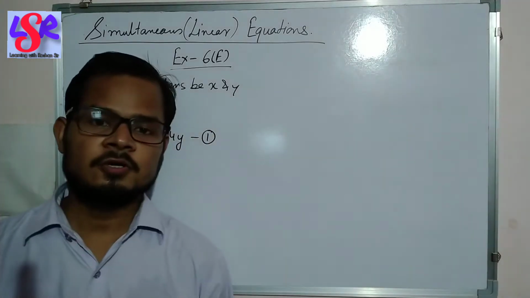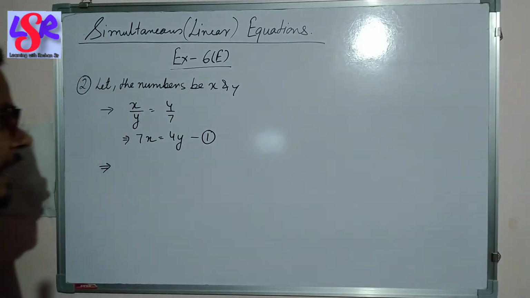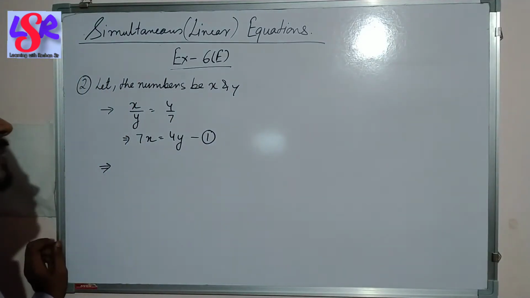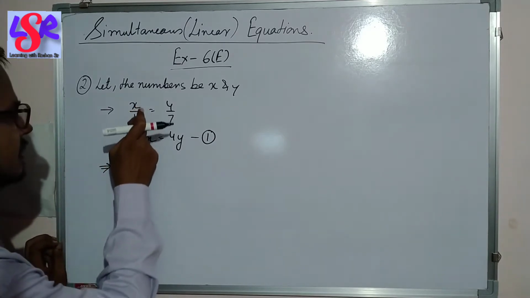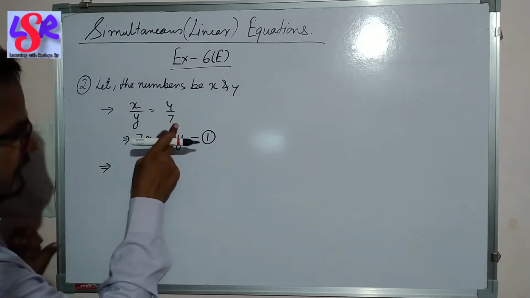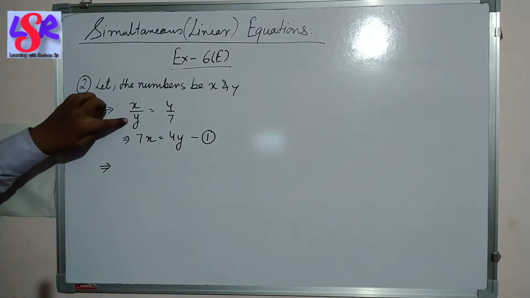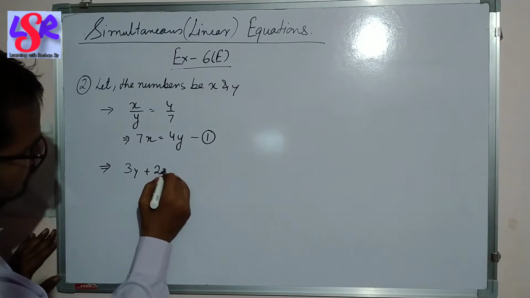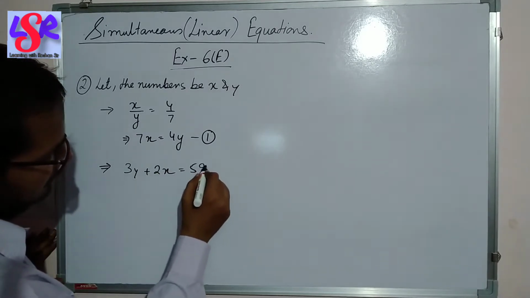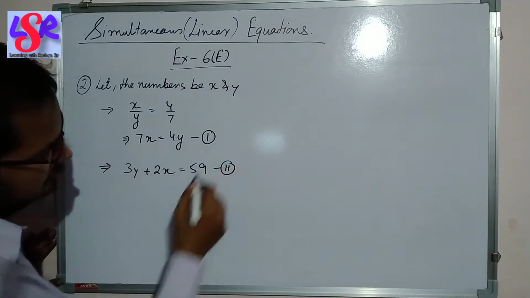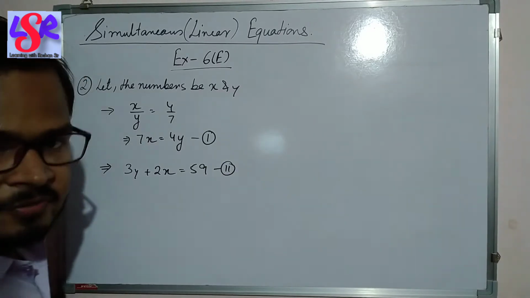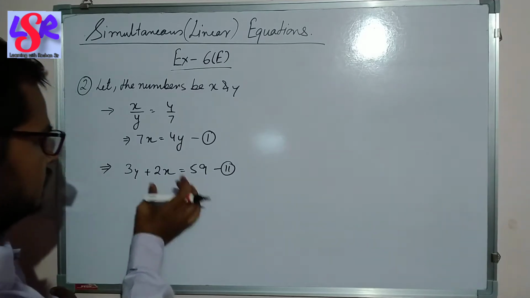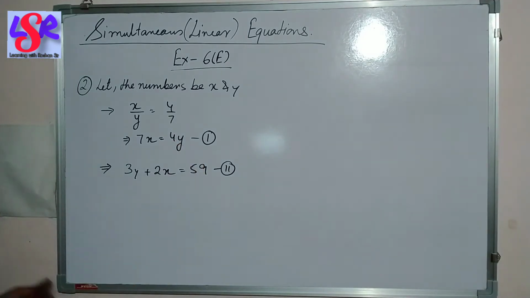Now for the second equation we have to add thrice the larger to twice the smaller, and the sum is 59. Here we can see this is x upon y, that is 4 upon 7. 7 is greater, this means this y will be greater. So 3 times this y is added to 2 times the x, and the sum is 59. This is our second equation. Now we can take the value of x or y from the first equation and put it in the second equation to get the value of the other one.